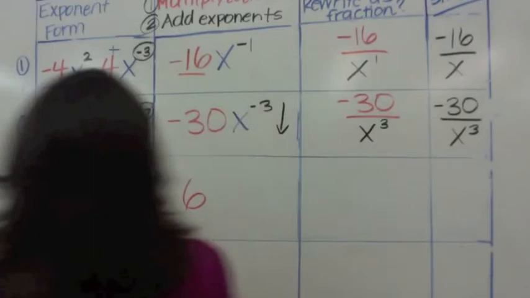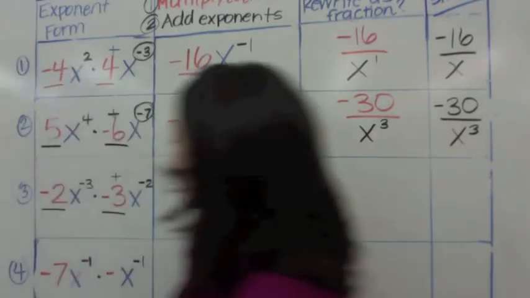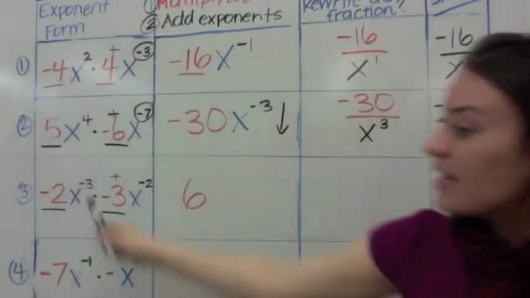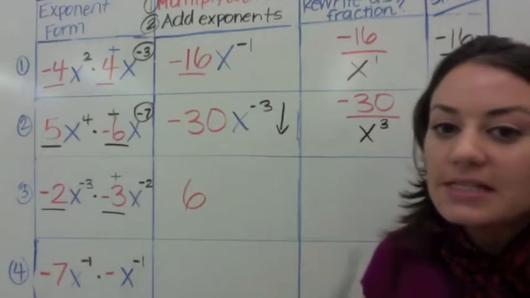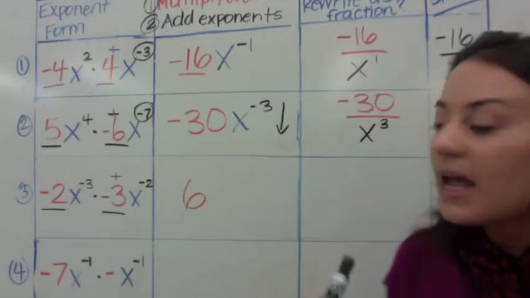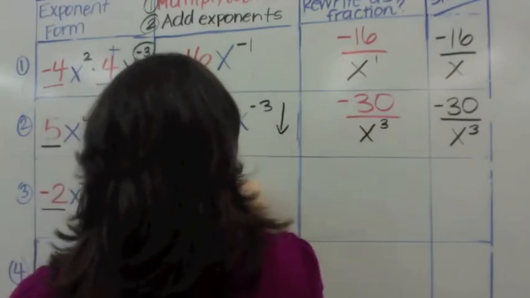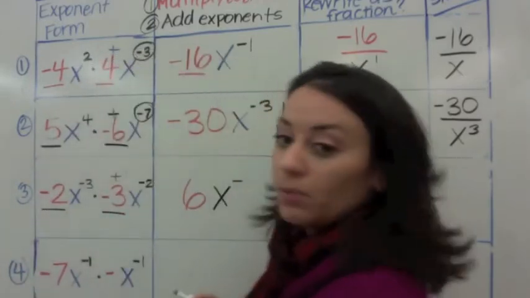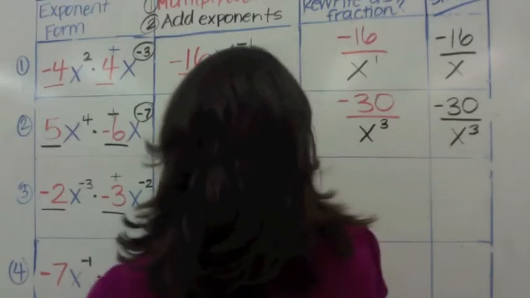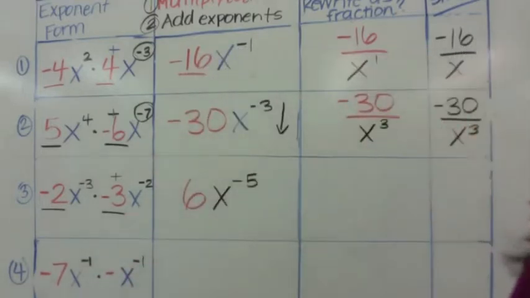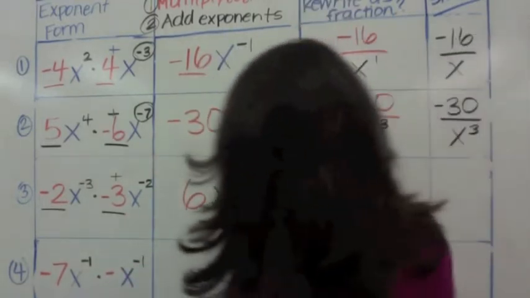Okay. Now, let's add these negatives together. Remember, same signs, right? Negative 3 and negative 2. Same signs add and keep the negative. Negative, negative, negative. So it'll be x to the power of what? Negative, what's 2 plus 3? 5. Is that exponent negative? So you're going to bring it down. Very good. You'll bring it down.